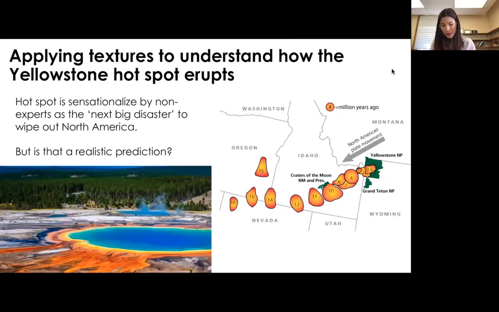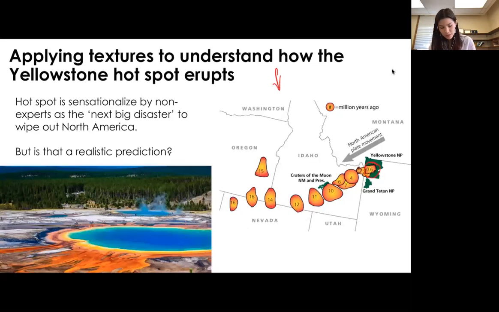A little bit of background on the Yellowstone hotspot. So on the right here, you can see the states. We've got Oregon, Idaho, Montana, and Wyoming. The current Yellowstone hotspot in Yellowstone National Park is in the northwest corner of Wyoming. And each of these blobs represents an eruption of the Yellowstone hotspot and some volcanic rocks associated with it. And then their age in millions of years ago is shown within each blob.